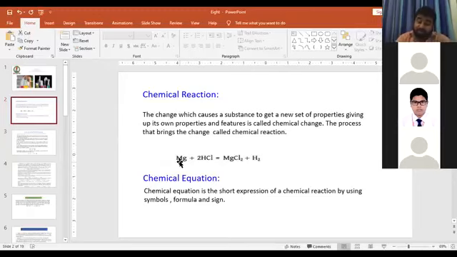If there is more than one reactant or more than one product, you have to use a plus sign between two reactants and between two products. Mg plus 2HCl is equal to MgCl2 plus H2, because two reactants and two products are used in the chemical reaction: magnesium and HCl, magnesium chloride and hydrogen. So magnesium and HCl, two substances, take part in the chemical reaction and produce magnesium chloride and H2. That is why the plus sign is used in the middle position of two substances.